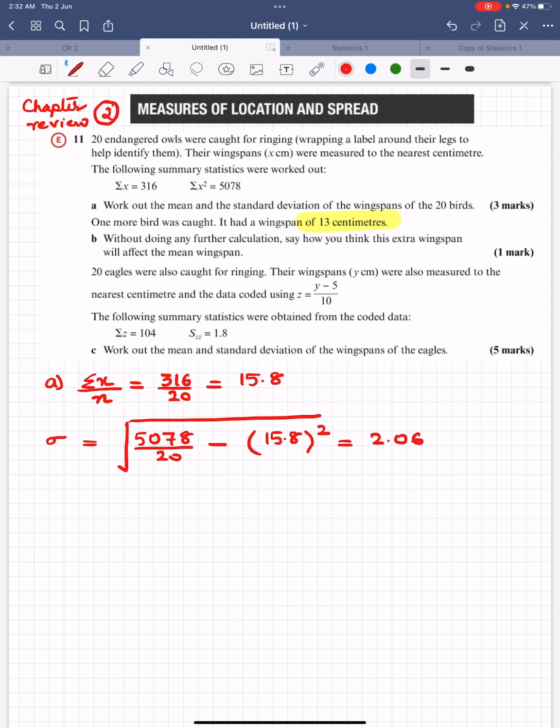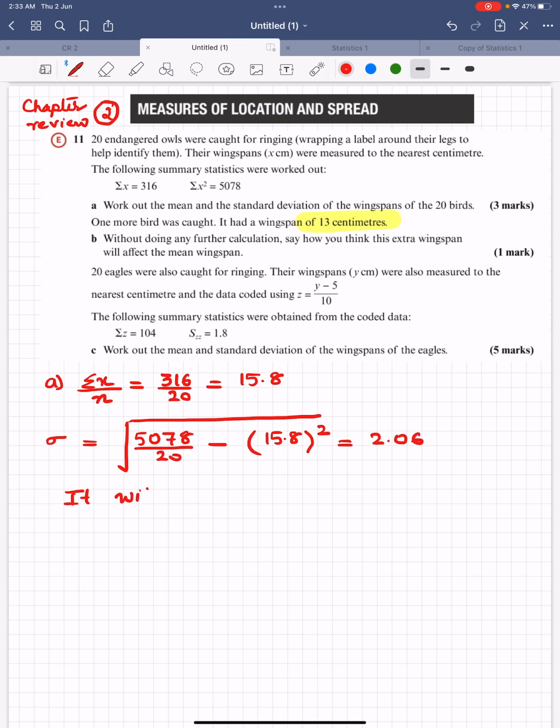Now one more bird was caught. It had a wingspan of 13 centimeters. Without doing any further calculation, say how do you think this extra wingspan will affect the mean wingspan? So we see that the new wingspan is less than the mean, hence it will reduce the mean. So we will write it will decrease the mean.